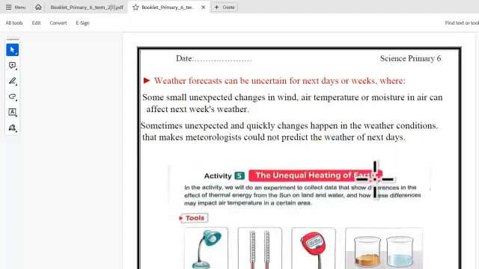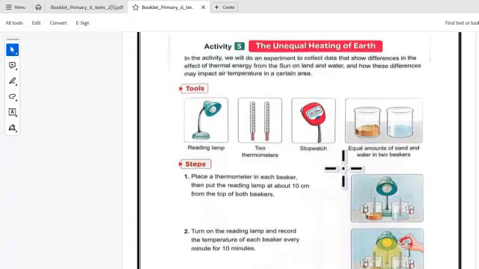The unequal heating. In this activity, we will do an experiment to collect data that shows the difference in the effect of thermal energy from the sun on land and water, and how this difference may impact air temperature in a certain area. Tools: a lamp, thermometers, a stopwatch, and equal amounts of sand and water in two beakers.